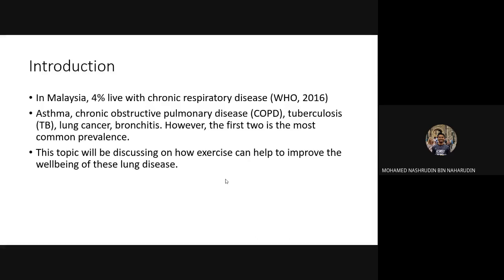So a little bit of introduction. In our country, lung disease and dysfunction is not as high as in other countries like in Europe, the UK, and the US. In Malaysia, it was reported by the Malaysian Lung Association that only 4% of the Malaysian population are suspected or infected with, or live with, chronic respiratory disease, and this is reported by the WHO as well.